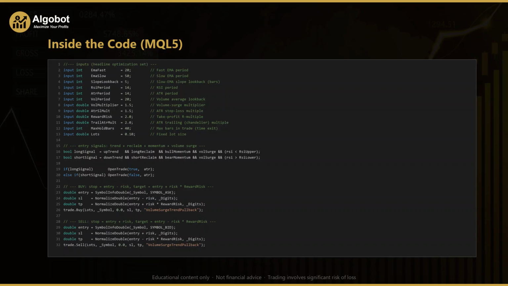RSI period, ATR period, and vol period set the lengths of the momentum, volatility, and volume calculations. VolMultiplier, defaulting to 1.5, is the surge factor that volume must exceed. AtrSlMult sizes the stop. RewardRisk sets the target at 2 to 1. AtrSlMult governs the trailing stop. Max hold bars caps how long a trade may stay open, and lots is the fixed position size.